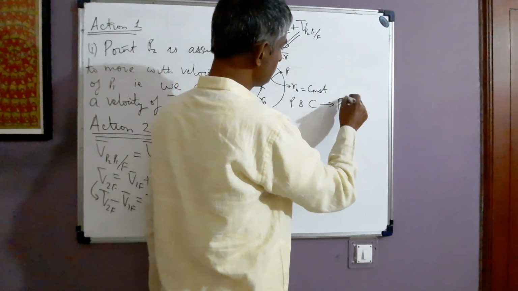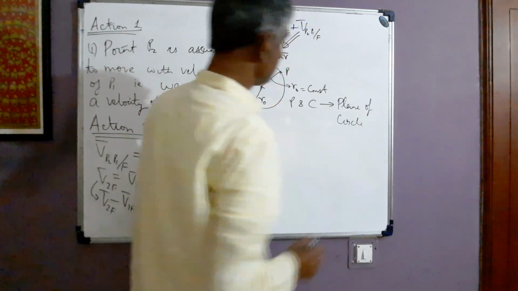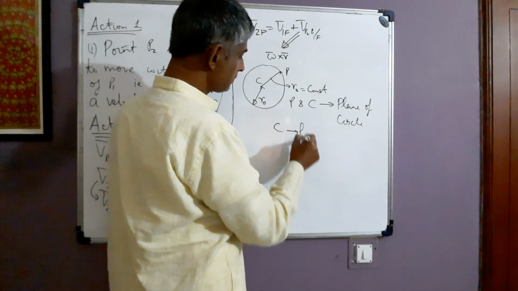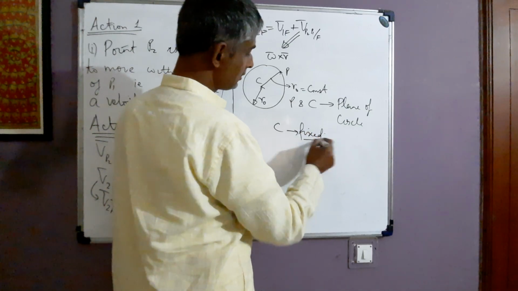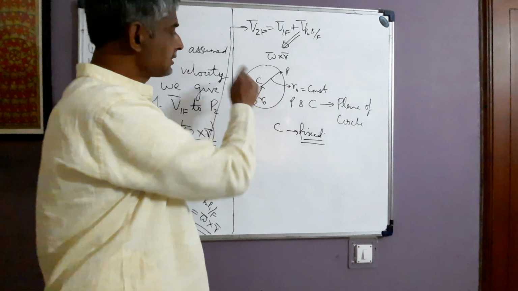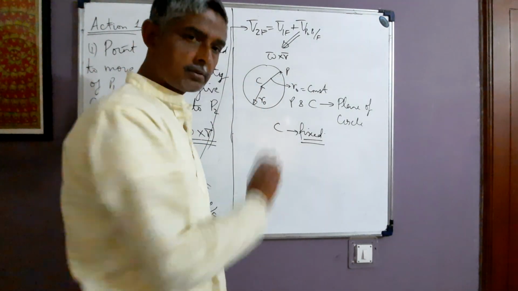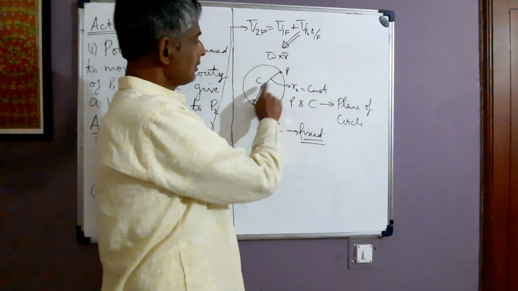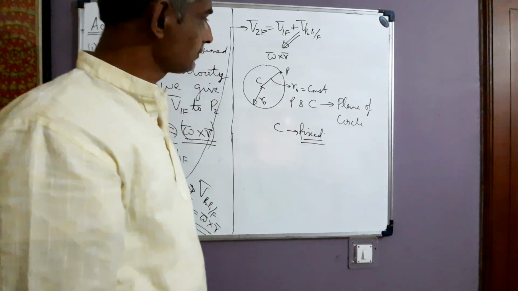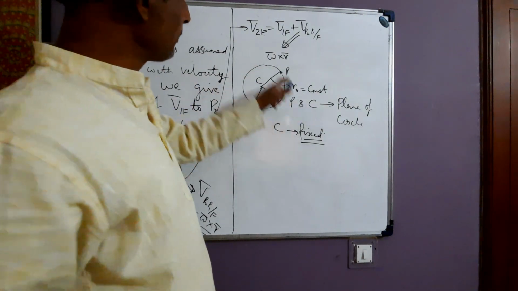They are in the plane of the circle. And C is fixed. So if P moves in a circle with center at C and radius R0, then C is fixed, the distance between C and P is constant, R0 radius, and P and C are always confined to lie in the plane of the circle.